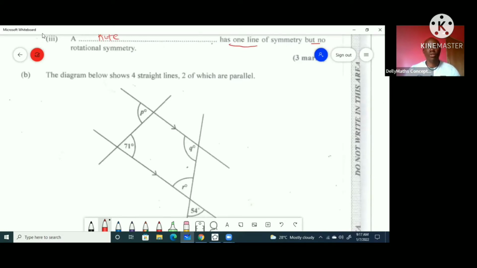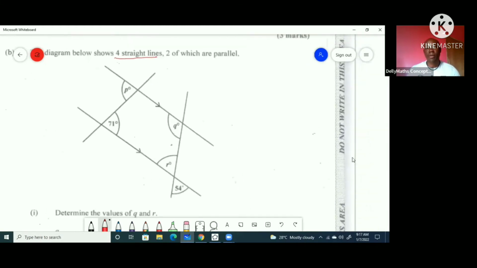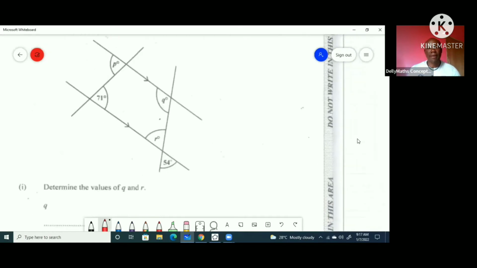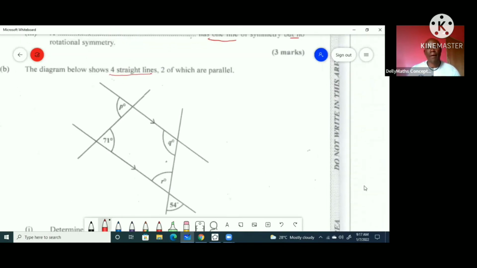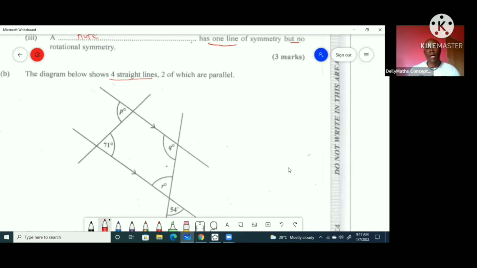The diagram below shows 4 straight lines. We're looking at 2 parallel lines. You could see the arrows here denoting parallelism. All right, let's see what the question is really dealing with. We're asked to find the values of P, Q and R. All right, finding the values of Q and R.